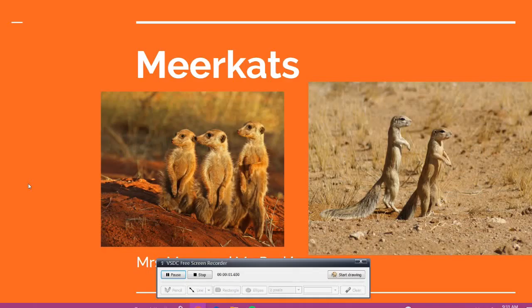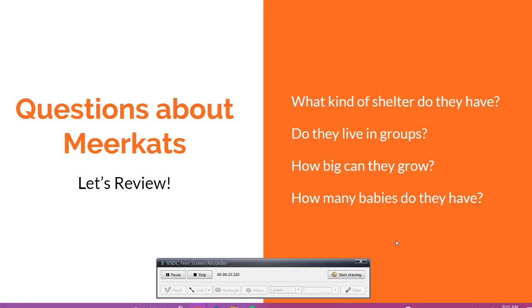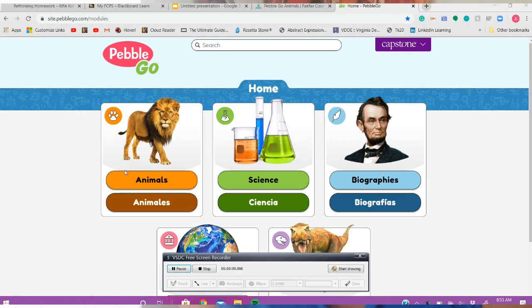So for my example, meerkats, the questions are, what kinds of shelter do they have? Do they live in groups? How big can they grow? And the last one is, how many babies do they have? So I'm going to go and head over to PebbleGo, and I'm going to type into my search bar meerkats and see what comes up.